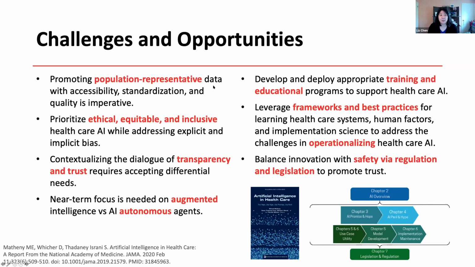But I just wanted to note a couple of things that they talk about throughout this report, as you're engaging in these studies: think about making sure your data is representative of the population. There are a lot of concerns these days about bias and making sure it's representative. So they talk about how we need accessibility, standardization, and quality. We really need to prioritize ethical, equitable, and inclusive healthcare while addressing bias.